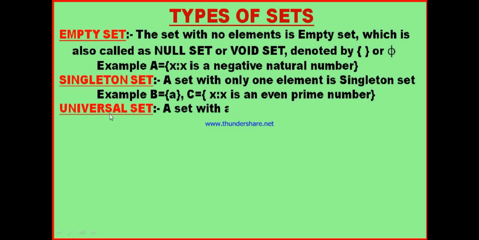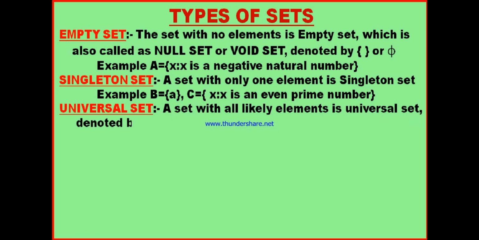And the third one is universal set. A set with all likely elements is called a universal set. And this universal set is represented by U or mu. These two are used to represent a universal set.